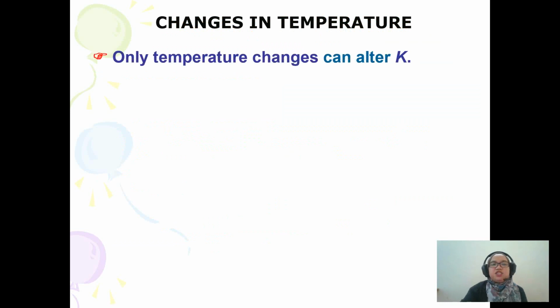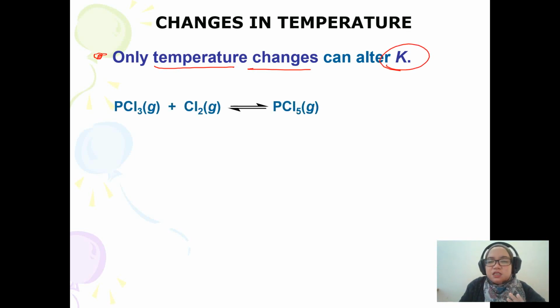Okay. Let's look at change in temperature. So, tadi, semua faktor-faktor kita baca tadi, factor concentration, factor pressure, factor inert gases, diorang langsung tak ubah equilibrium constant punya value K. Diorang cuma ubah position of equilibrium, concentration at equilibrium. Tapi diorang tak ubah value of K. However, temperature here, dia can change the value of K. So, maksudnya, the change in temperature affect the value of K.